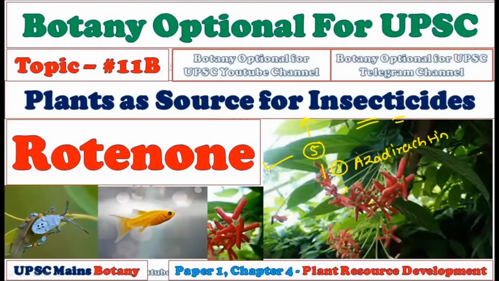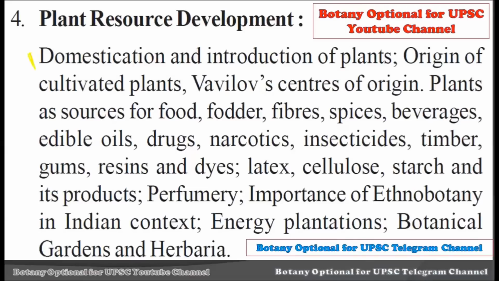And the second compound we are going to discuss here is rotenone. This particular chemical compound also shows insecticidal properties, and that is why we are going to study this topic in detail from the UPSC mains examination point of view. All right. Now consider this is your syllabus. We are dealing with paper number 1 and chapter number 4, that is, plant resource development, and we are here at plants as the sources of insecticides.